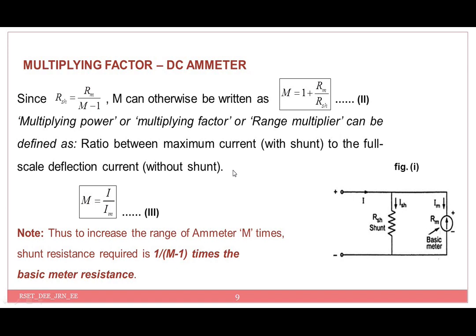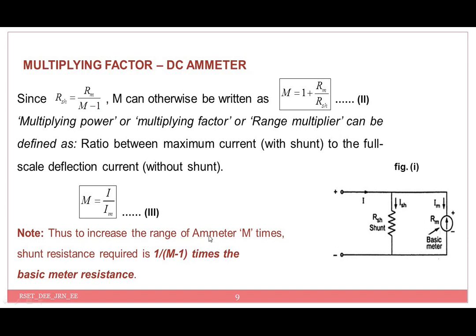So we'll see the definition for multiplying power, commonly known as a multiplying factor, or it can also be called a range multiplier. It is defined, in the case of a DC ammeter, as the ratio between the maximum current with shunt, I, to the full scale deflection current without shunt, Im. So m is equal to I divided by Im.